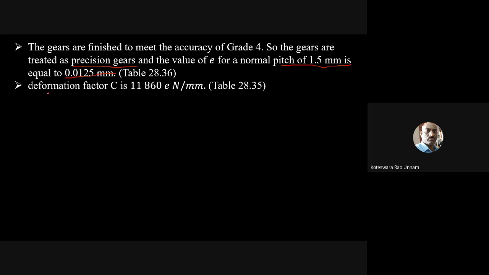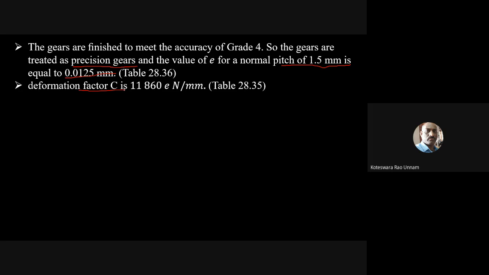Again, above that you have one more table, which is 28.35. From that you can pick the deformation factor C value. Since both gear and pinion are made of the same material, steel and steel, in that case, for 20-degree full depth, steel and steel. That means pinion and gear both are made of the same material.